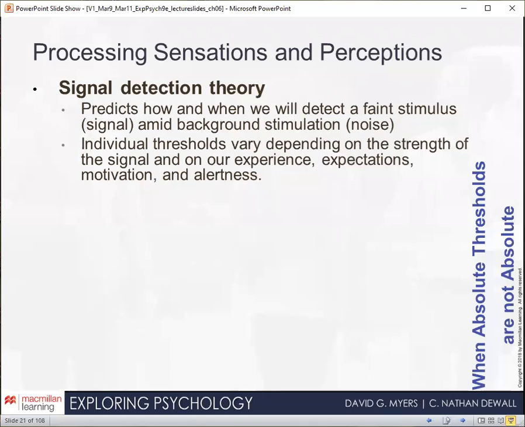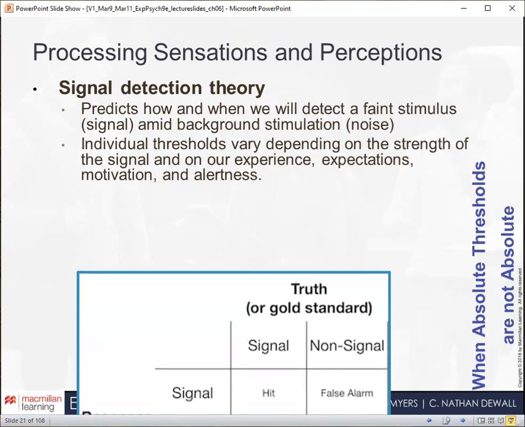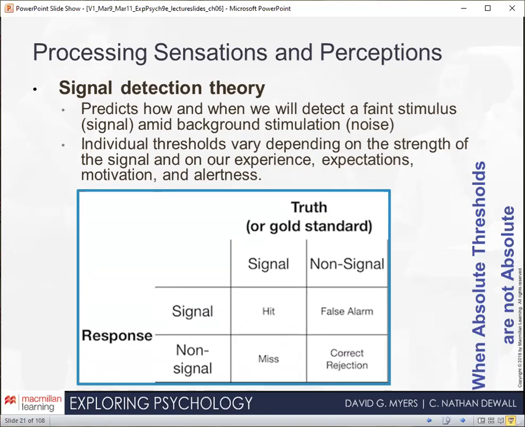Looking a bit more closely at signal detection theory, it predicts how and when we will detect a faint stimulus, a signal, amid background stimulation, or noise. The signal is what we're interested in. The noise sort of prevents us from hearing the signal too clearly. Individual thresholds vary depending on the strength of the signal and our experience, expectation, motivation, and alertness. Again, this is when absolute thresholds are not absolute. So here's a little table that you can generate here.